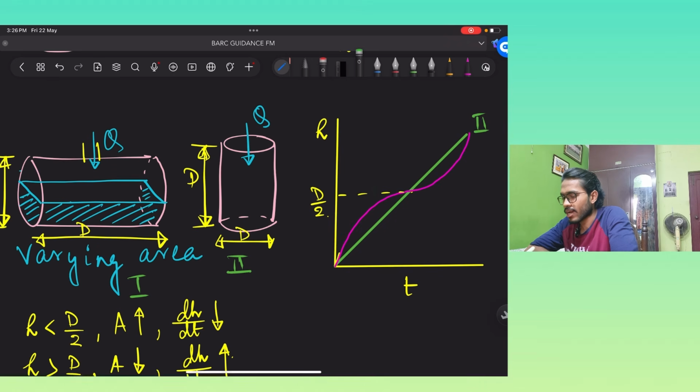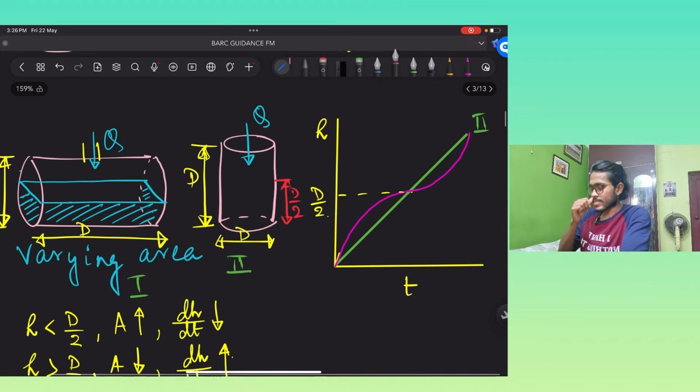Okay, now this will be d by 2 here. If I now plot d by 2 here, so here is my d by 2. If I ask you which tank will reach d by 2 first, can you answer me that? So this is also your homework.